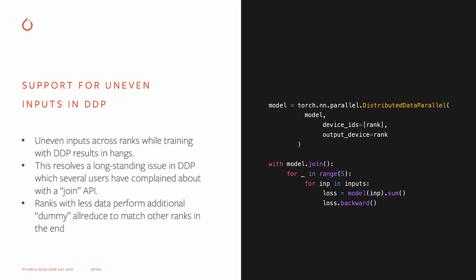So this has been a long-standing issue in DDP that a lot of PyTorch users have complained about. Now we do have a fix for this. You can use this model.join context wrapper that's shown in the example here. What this ensures is that once some ranks are finished with their data, they'll do a bunch of dummy synchronized operations to match other ranks which are still processing data. And this guarantees all ranks complete their processing altogether. So this is a nice way to deal with uneven inputs across your training.